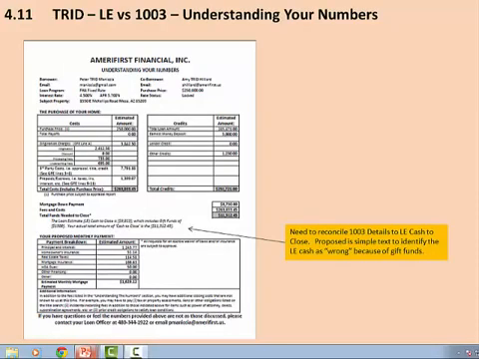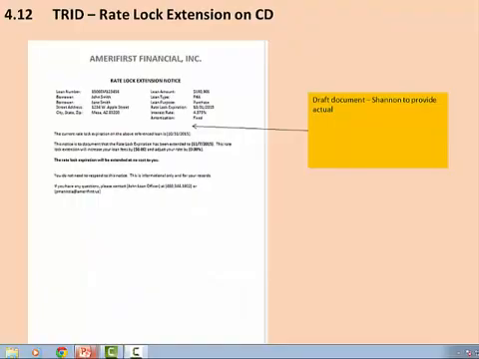This slide is an example of the rate lock extension notice that will be provided to the borrowers that was referenced in slide 4.0. This is a notice to the borrower and for file documentation. The borrower does not need to sign and no additional steps are required.